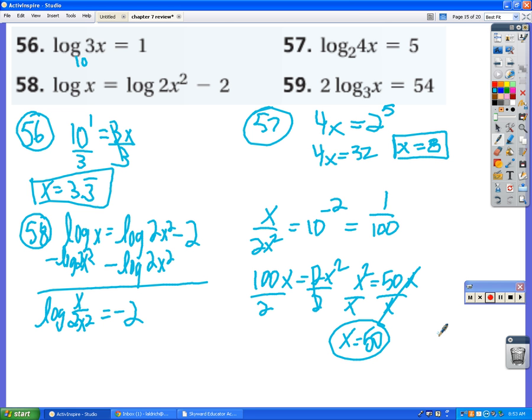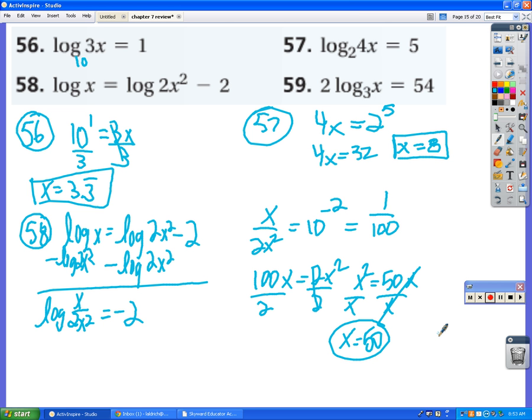Yeah, that's a tough one. That's a challenging problem, for sure. So if there's any ones that you're going to let go of, this would be one. When you have logs on both sides, you might just look at that and say, hey, I'm just going to guess x equals 2. I don't know. We'll see what the test is.